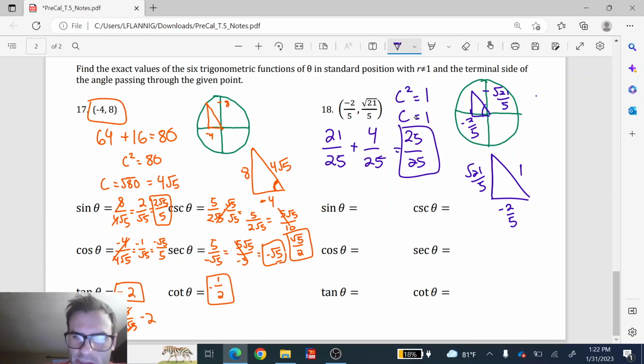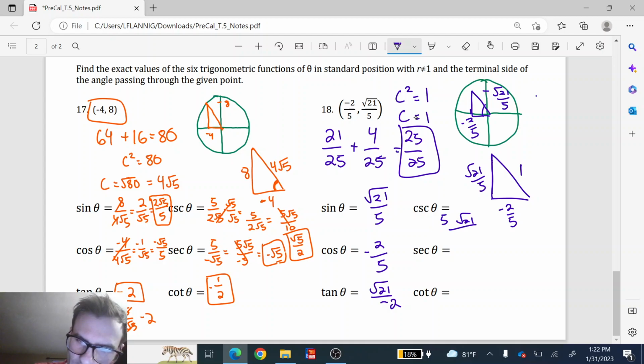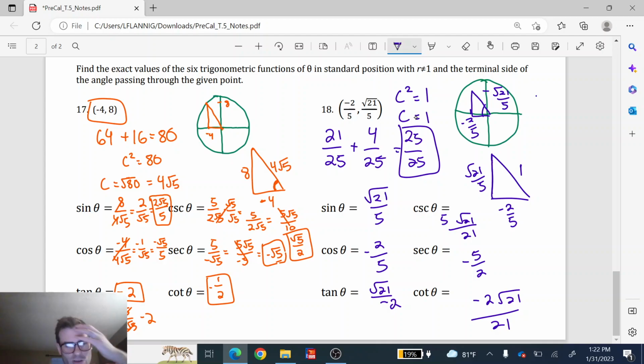So I'm just going to give you the answers on this one, just because we've already done this part. We have square root of 21 over 5, negative 2 over 5, square root of 21 over negative 2, 5 root 21 over 21, secant is negative 5 over 2, and the cotangent is negative 2 square roots of 21 all over 21. These are the final answers, and you can look at that, take your time.